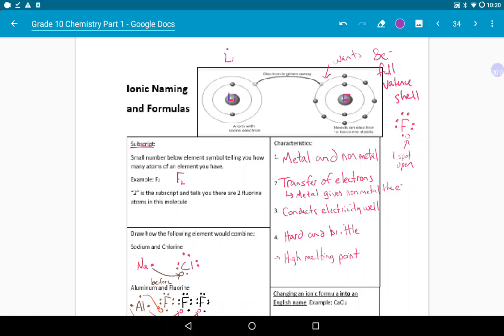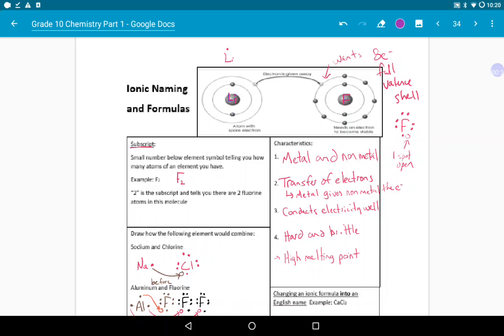Okay, so in this video we're going to go through the notes for this page and we're going to work on ionic naming and formulas. From the previous lesson we looked at what ions are and what's the difference between a cation and an anion. A cation is a positive ion and an anion is a negative ion.